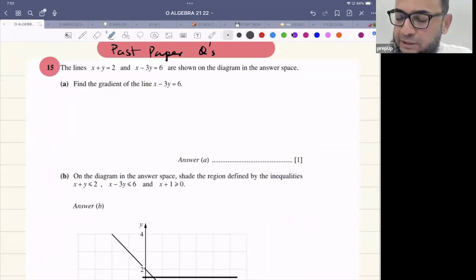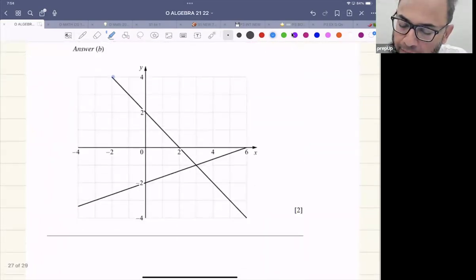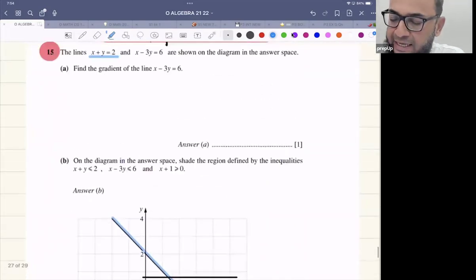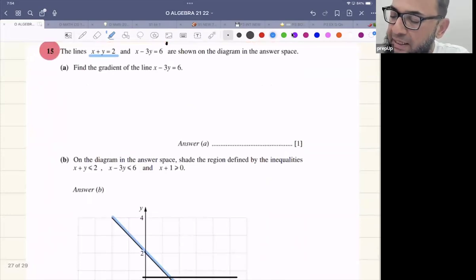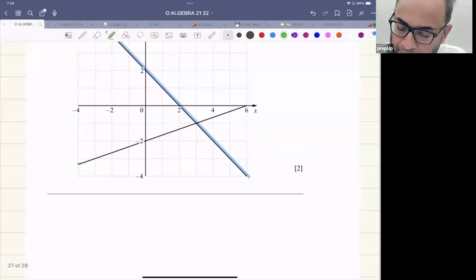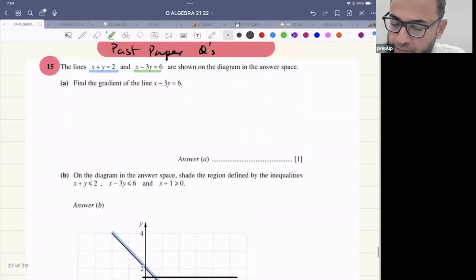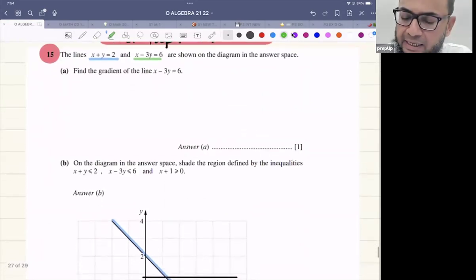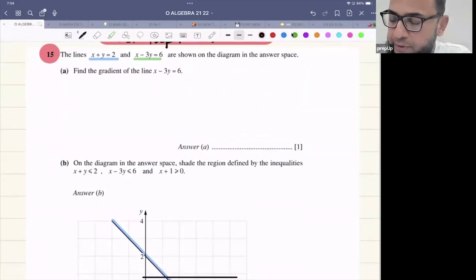So x plus y is equals to 2. When x is 0, y is 2. When y is 0, x is 2. So this is the blue line. That is x plus y is equals to 2. And the other one, the green line, that has to be the other one. That line is going like this. So two lines are drawn for you. Find the gradient of this line. It is just basic coordinate geometry.